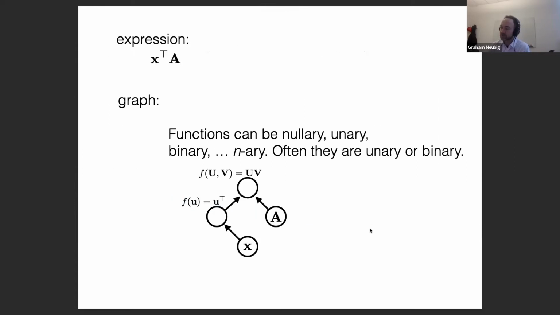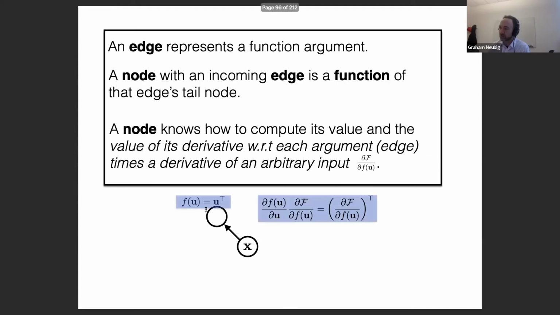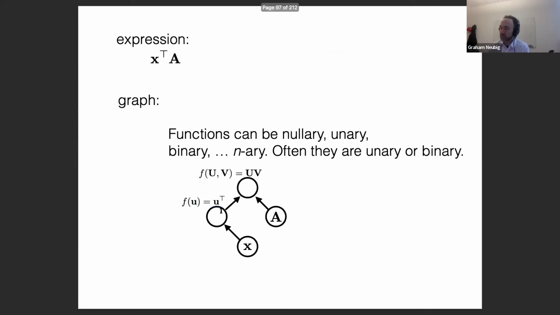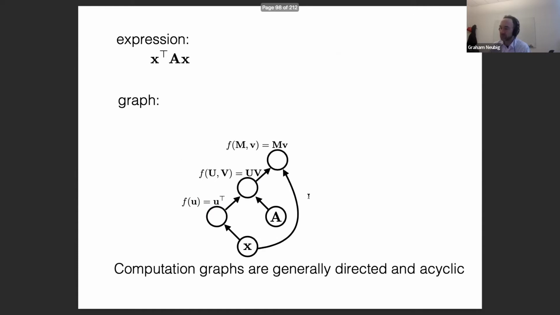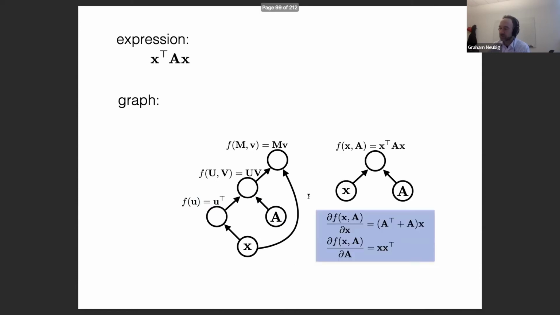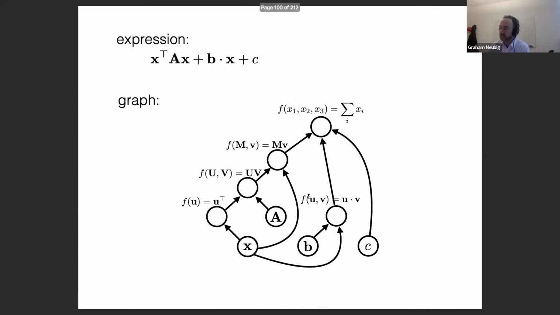And then functions can be nullary, like input values here, or unary or binary. So here's something representing a matrix multiply. So basically now we have X transpose times A here. And these are directed acyclic graphs that allow us to calculate more and more complicated expressions. So they allow us to do things like calculate features, make predictions, etc.